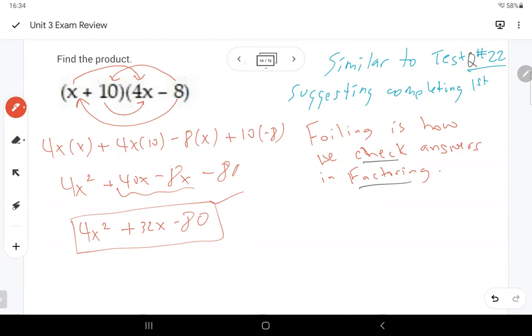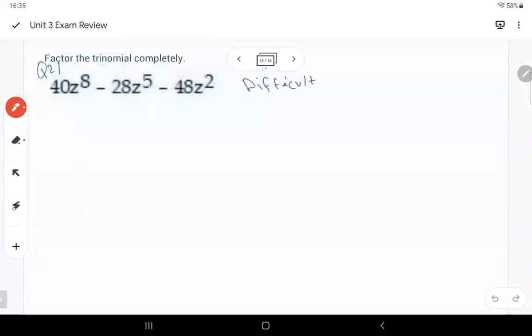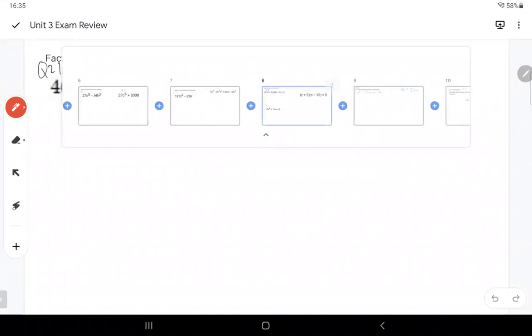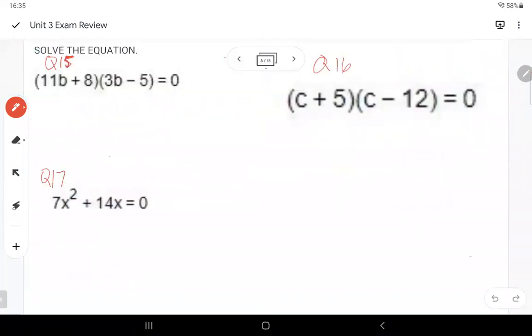After this, I would probably go to the questions regarding solving. This is the order that I would take my test in if I were to take this test.